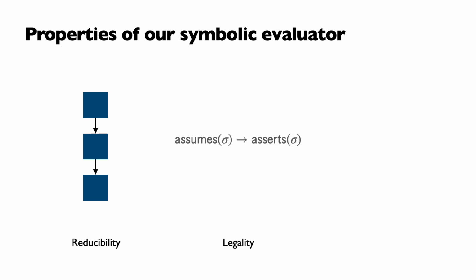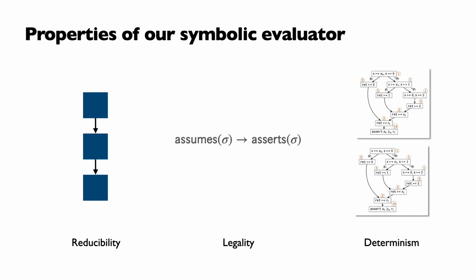The second property is legality, and this one says that our symbolic state contains formulas that you can use to determine the presence of errors in that symbolic state. The last one is determinism, and this one says that if you run symbolic evaluation multiple times, the results will always be the same.